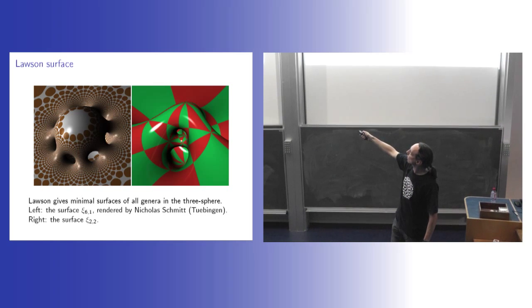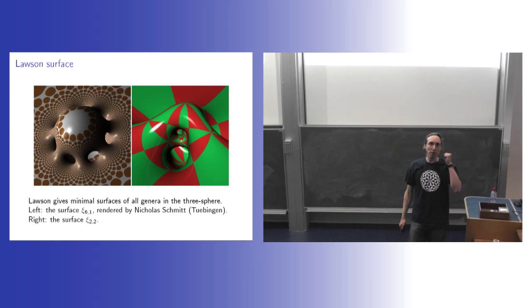This point, the point down there, that point, and the point at infinity, those are all the same. But they seem to have different shapes once we do the stereographic projection. This surface is rendered by Nicholas Schmitt, and we drew this one using Surface Evolver, a program of Ken Brakke. Good. So those are the minimal surfaces.